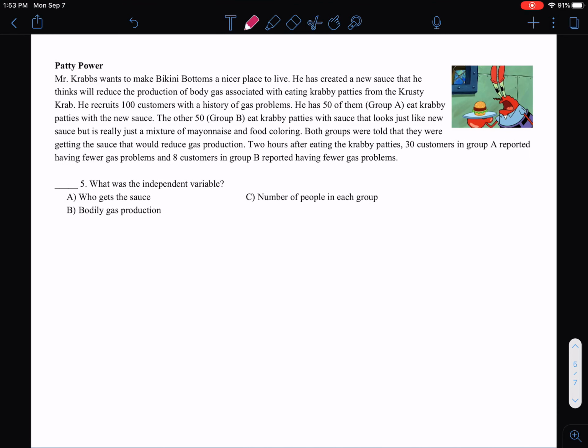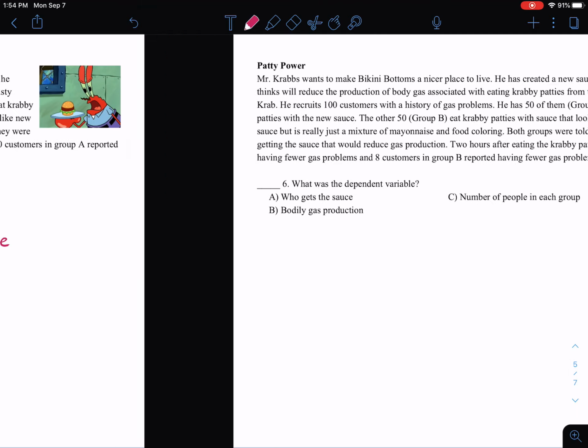Number 5 wants to know what the independent variable is. And remember, the independent variable is the variable you control or manipulate. In this case, letter A would be your independent variable because Mr. Krabs is choosing which group of people get the new sauce and which get the fake sauce. Bodily gas production is what we're testing, so we want to see the results of that. So that would not be the correct choice. And C is a constant, so that can't be a correct choice. So the correct answer here would be A.